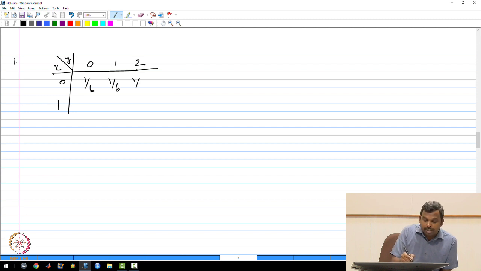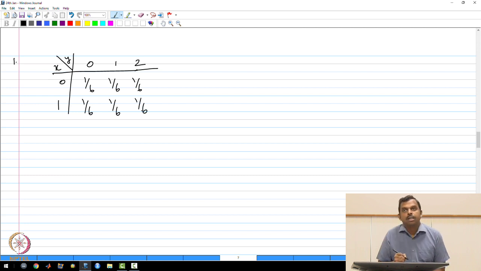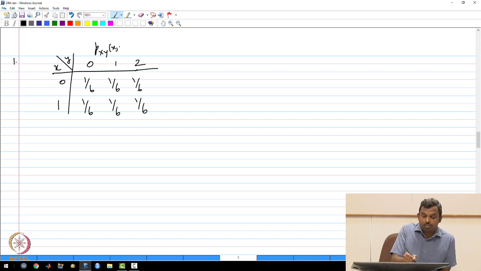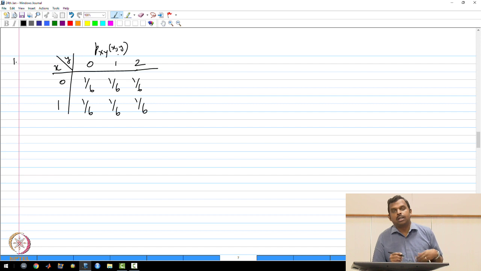So I'm going to consider an example where x and y together take values in this form. x takes two values 0 and 1, y takes three values 0, 1, 2, and I'm going to say all the probabilities are 1 by 6. Okay, so this is my joint PMF, pxy of x comma y. There are two random variables x and y, and the joint PMF is given like this.